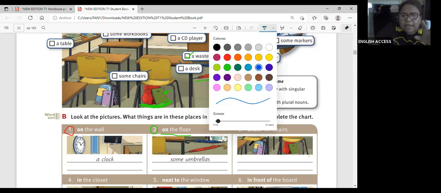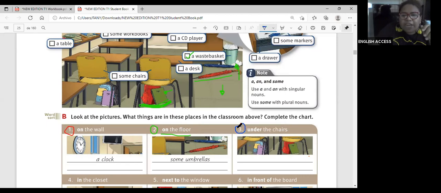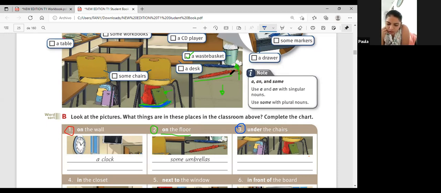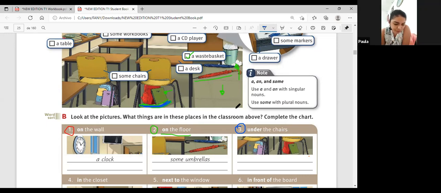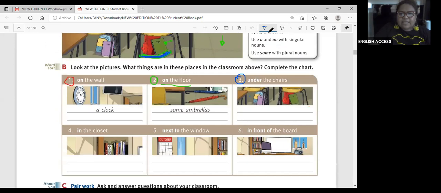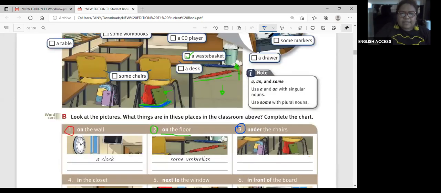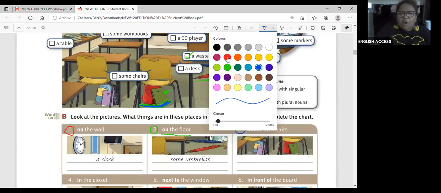Number three, please. Under the chairs. What do you have under the chairs? Here we can mention this again. Some backpacks. Some backpacks, uh-huh, what else? Some notebooks. Some notebooks, excellent. And I think that's it, right? Yes, I think that's it. Excellent. Okay, Audia, let's go with you again.